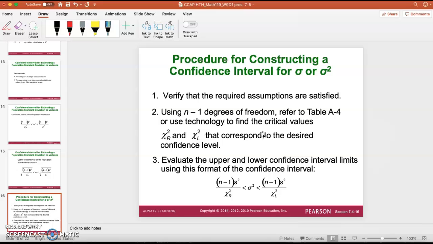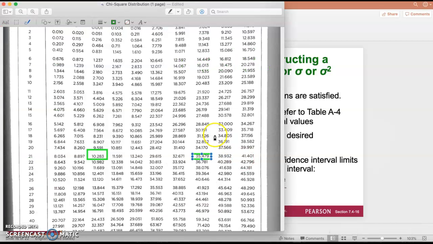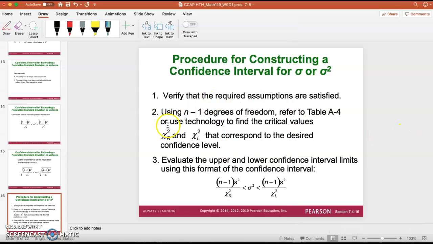So just going through the little procedure here, first we need to verify that all of our required assumptions are satisfied. So ultimately we're dealing with a simple random sample and a normal population. And we make sure we use our degrees of freedom and that chi-square table properly to figure out what our right and left critical values are. Just keep in mind those will be totally different. Then evaluate the upper and lower confidence interval limits.